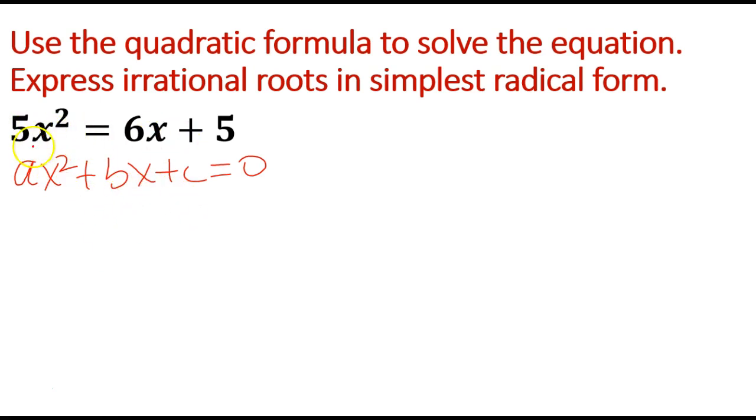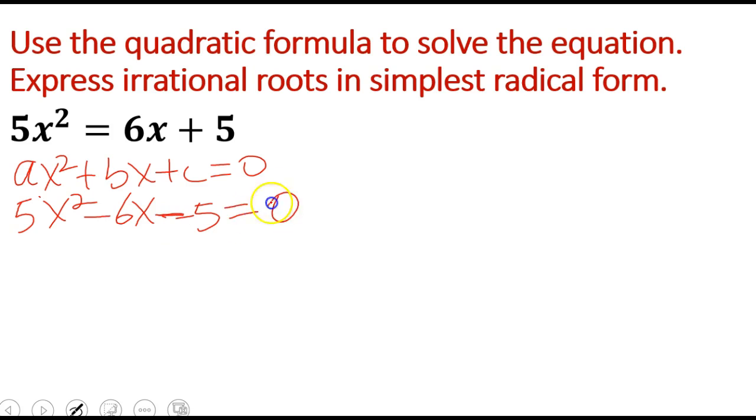Here it is not in standard form yet. We have to move everything to one side of the equation so that one side will be 0. Since this x squared is positive, we subtract 6x from both sides. We keep the x squared on the left side and get negative 6x. And then 5 is positive also, so we subtract 5 from both sides, and that makes it negative on the left side. So the right side will become 0. Now it is in standard form.